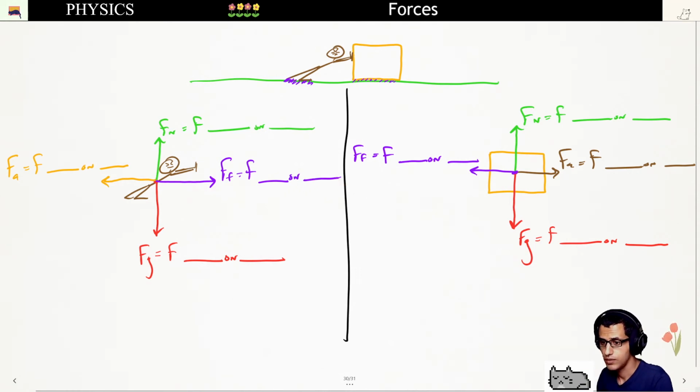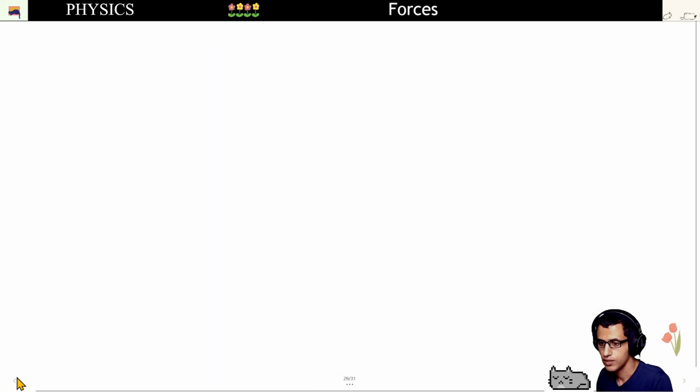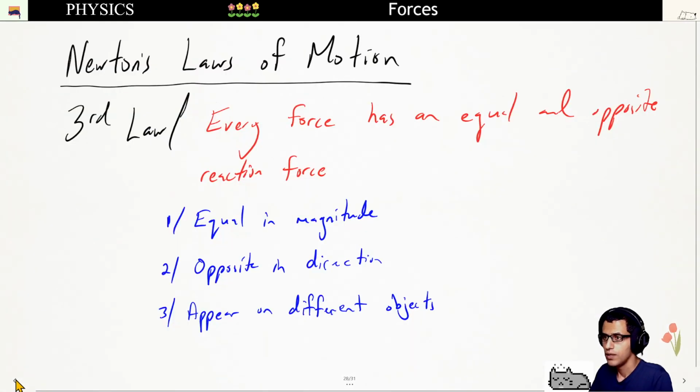Now, based on what I said before, every force has an equal and opposite reaction force. The two forces described here are going to be what's called a third law pair, meaning Newton's third law of motion.